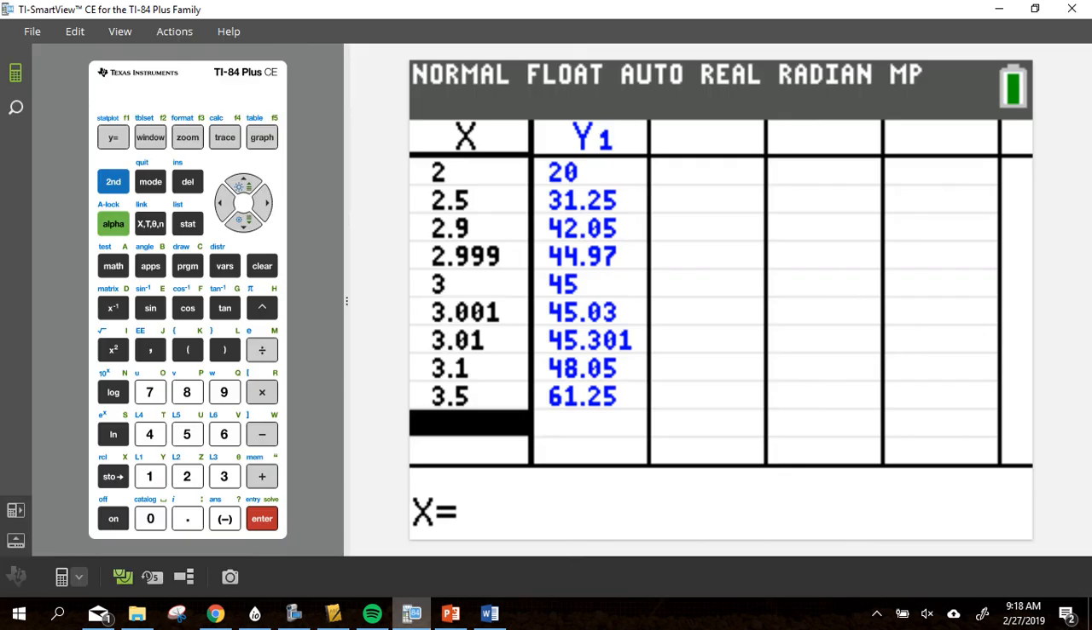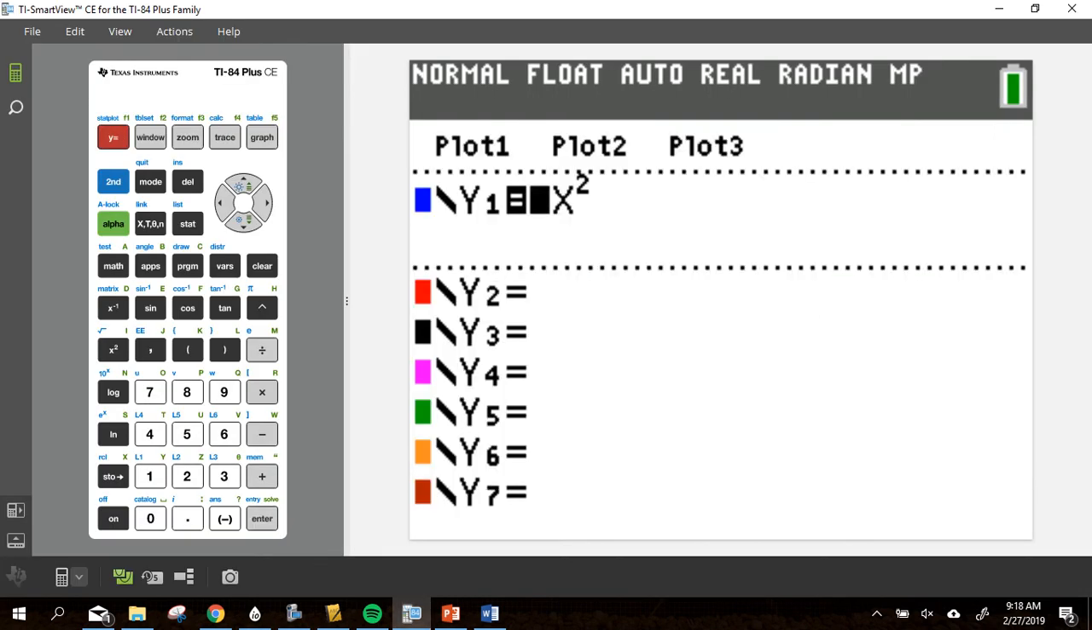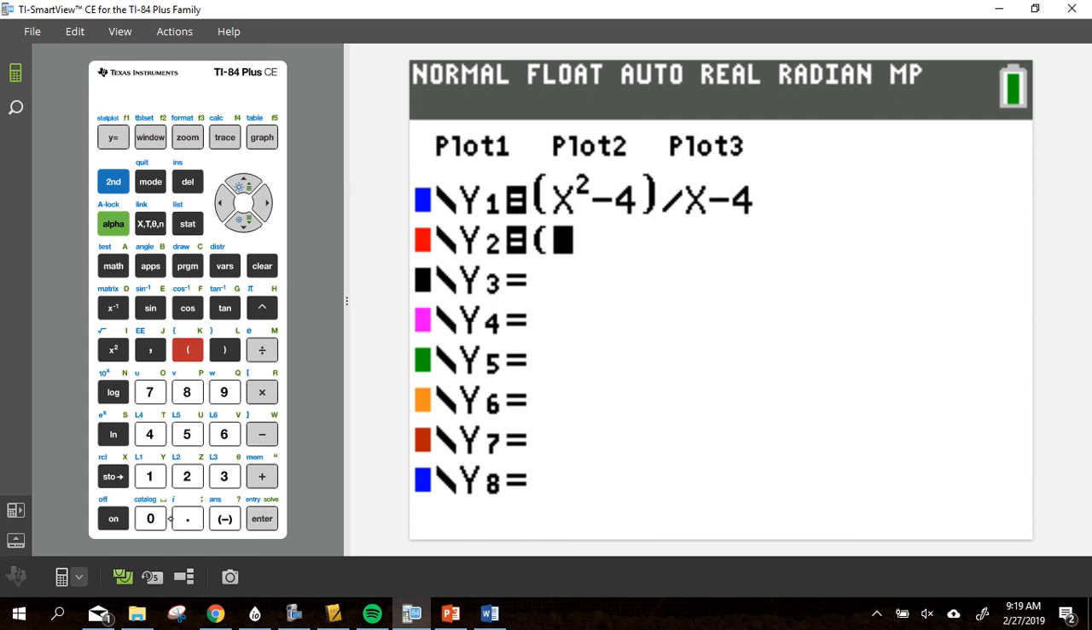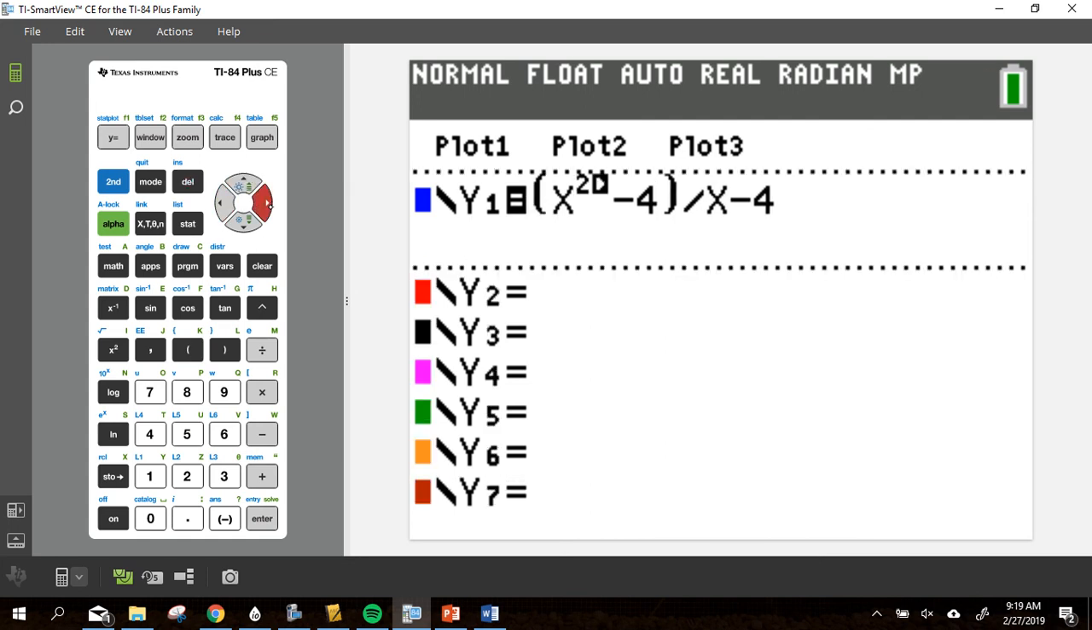Let's go to our graph. Hit the y equals button. Let's type this in. So we've got x. I'm going to put it in parentheses: parentheses x squared minus 4, divided by x minus 2 in parentheses. You could type it in using the fraction button as well, like we did the other day. That would make this easier.